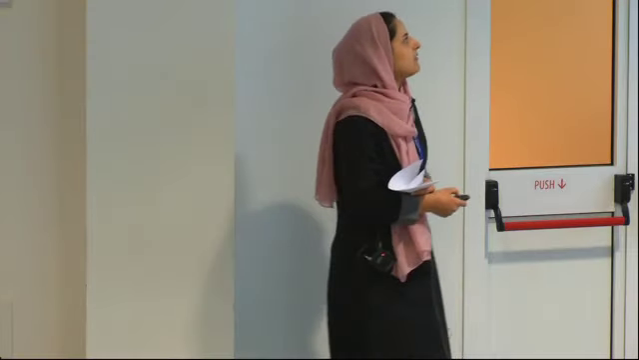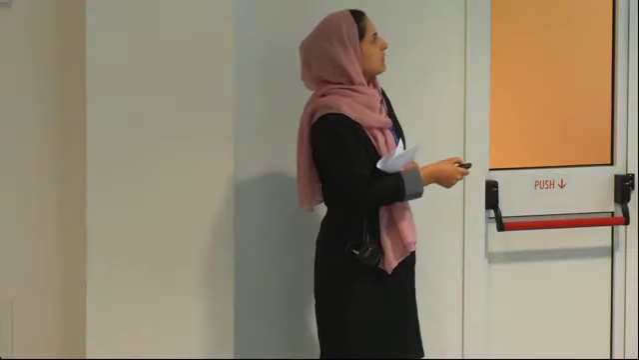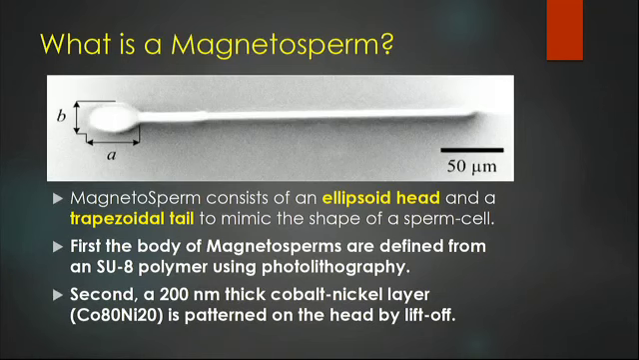In the first step, what is a microswimmer? Magnetosperm is a magnetic microswimmer consisting of a magnetic ellipsoid head and a trapezoidal flexible tail, mimicking a sperm cell, which can swim by propagating a planar wave in the flexible tail. Motion of magnetosperm is due to thrust force generated by an oscillating flexible tail.